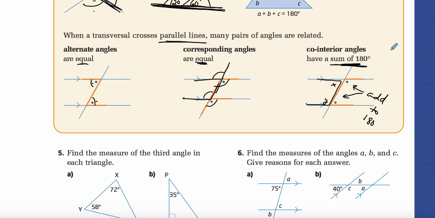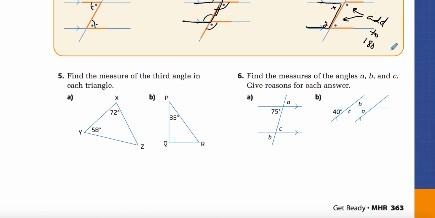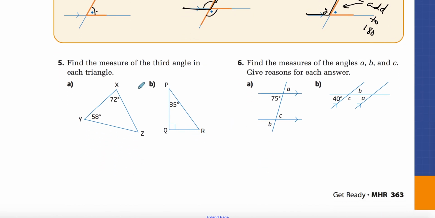So I'm hoping everything I just said is a review for you. What I want you to do is questions 1 to 6 on this page, which I have attached, and then I have another page of review as well. So find the measure of the third angle in each triangle. This question, you'd want to find those angles. Remember that when you see that, that means it's 90 degrees.